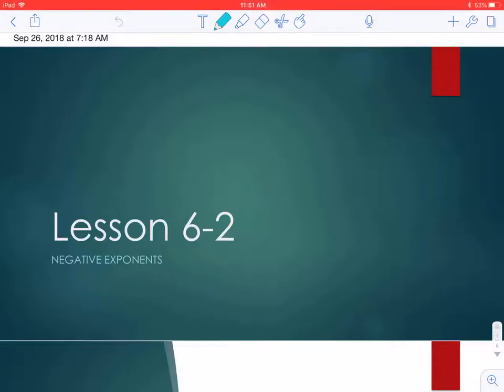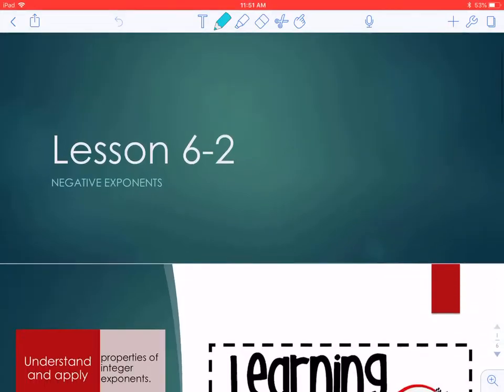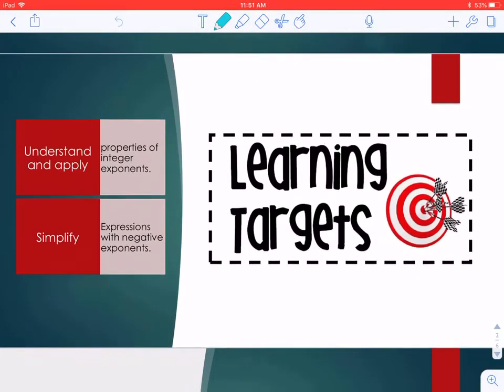Lesson 6.2 is on negative exponents. Learning targets: to understand and apply properties of integer exponents and simplify expressions with negative exponents.